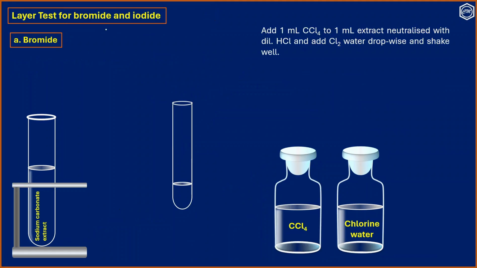To distinguish between bromide and iodide, we can use the layer test. First take bromide. 1 ml of extract is neutralized with dilute hydrochloric acid. To that we are adding carbon tetrachloride, about 1 ml.